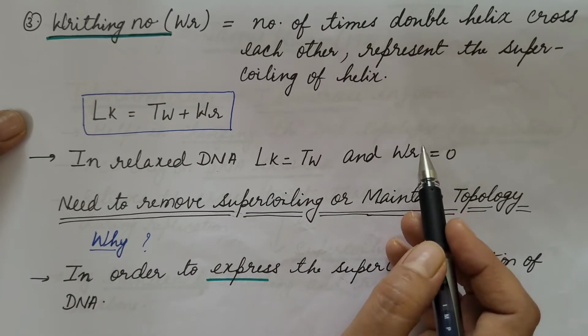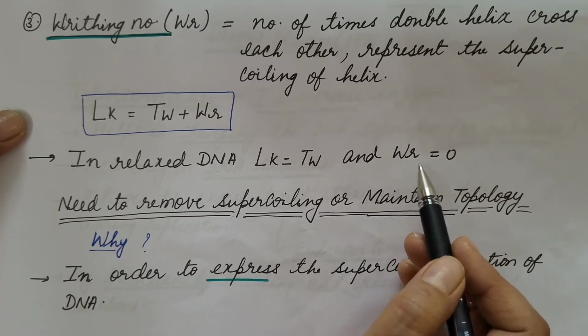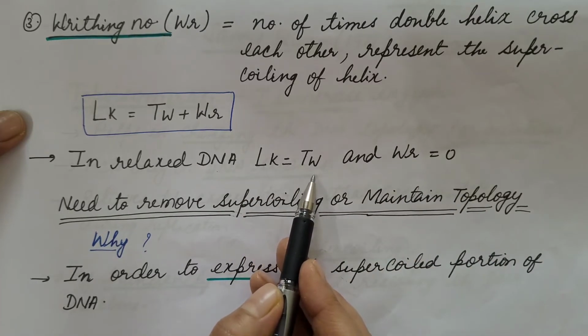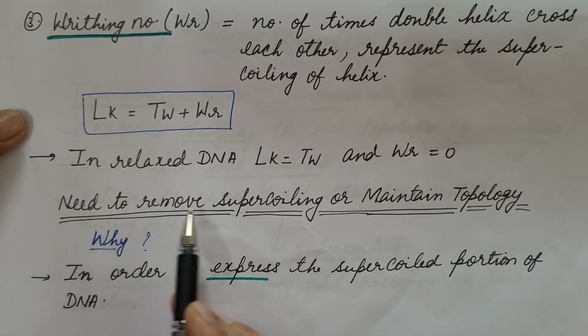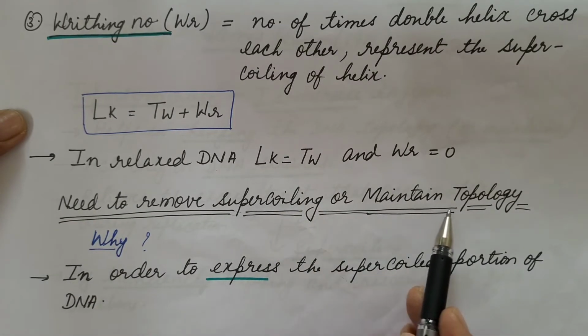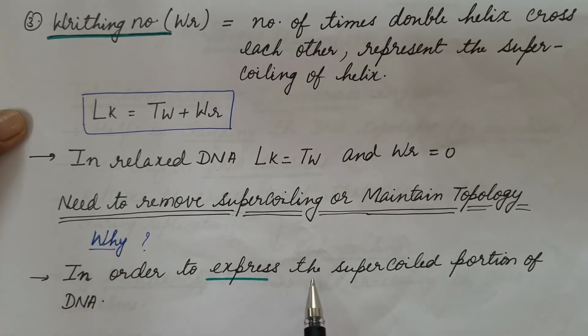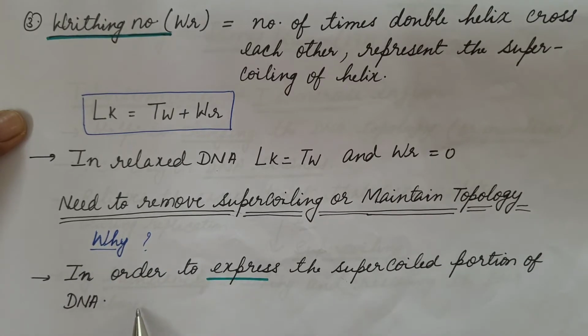In the relaxed DNA, there is no supercoiling, that is, the writhing number is 0. So in that case, the linking number is equal to the twisting number. There is a need to remove supercoiling or maintain the topology of DNA. Why? In order to express the supercoiled portion of the DNA.